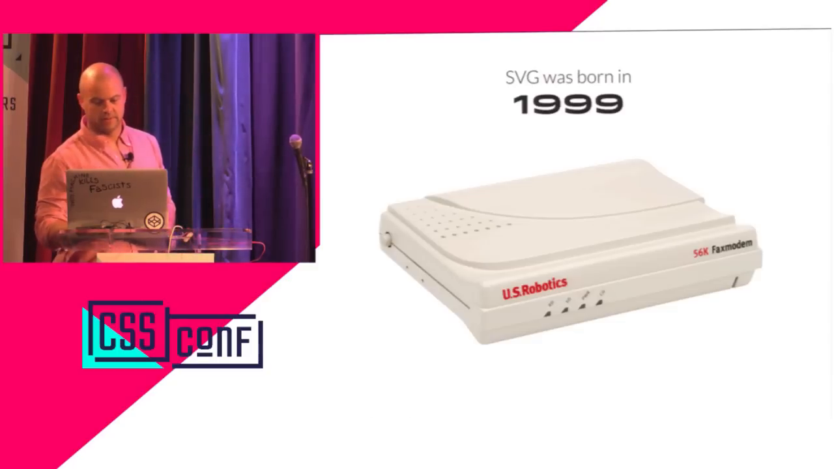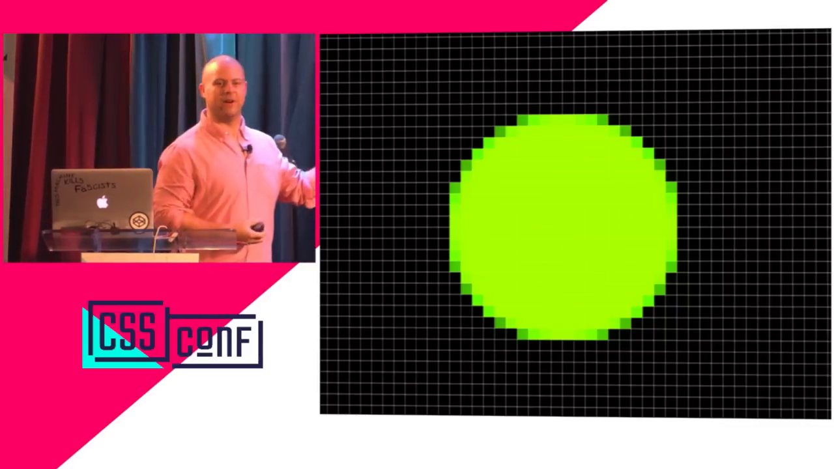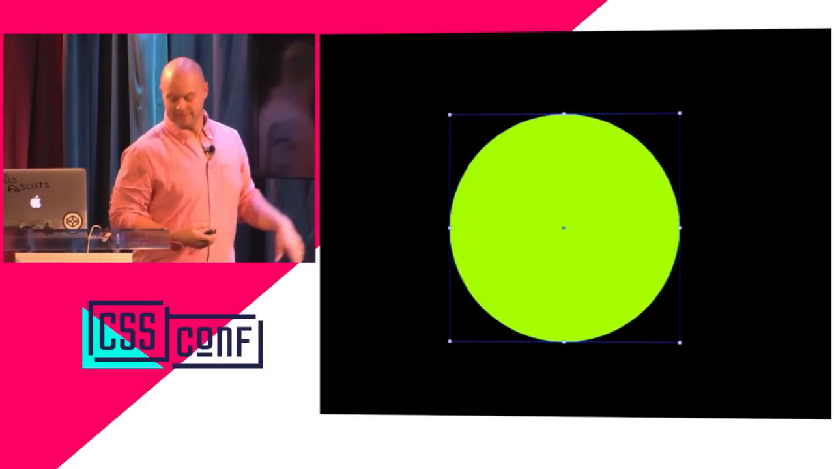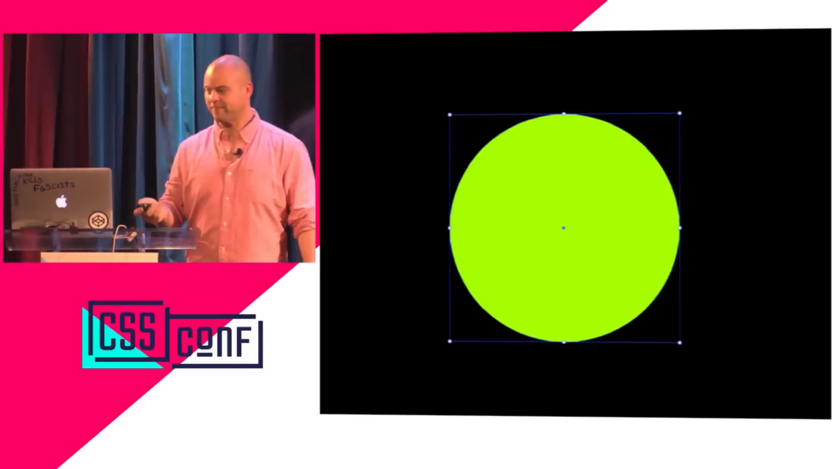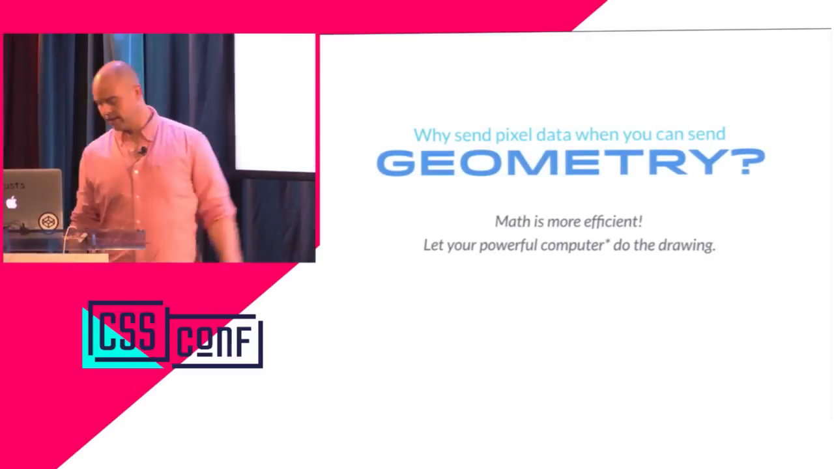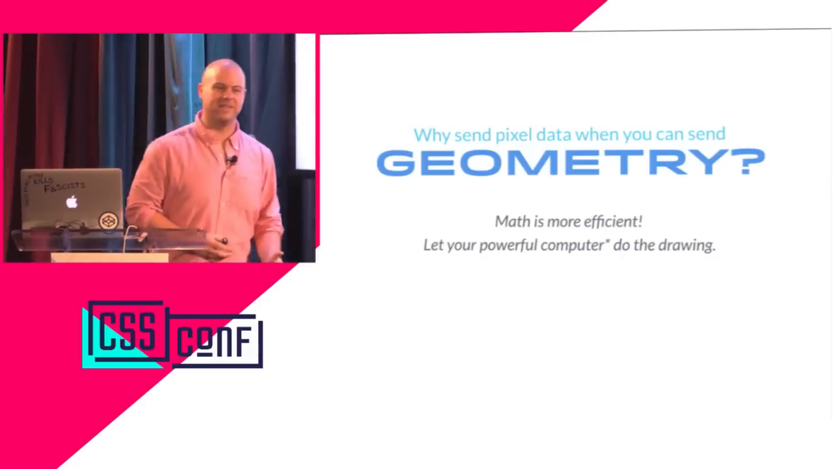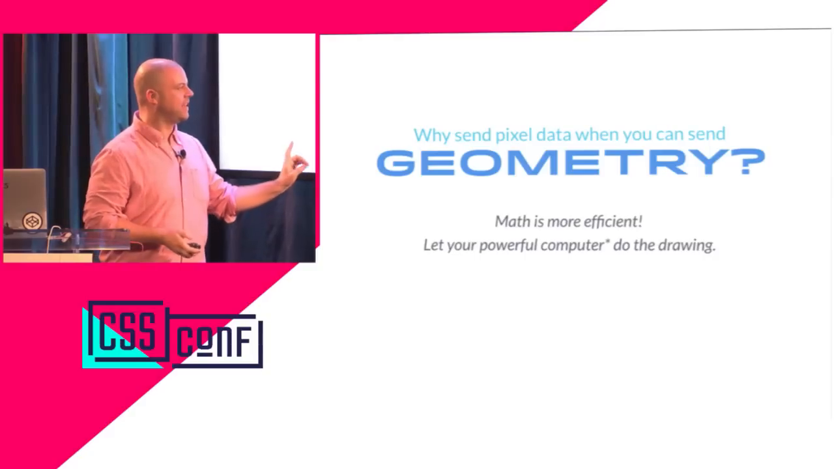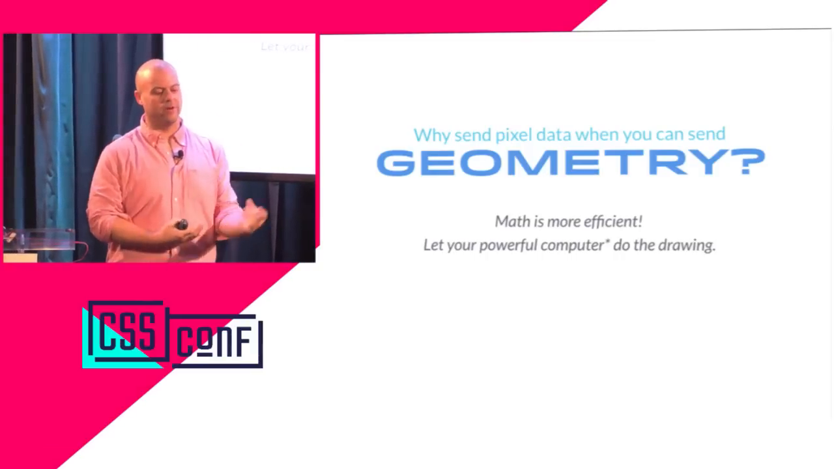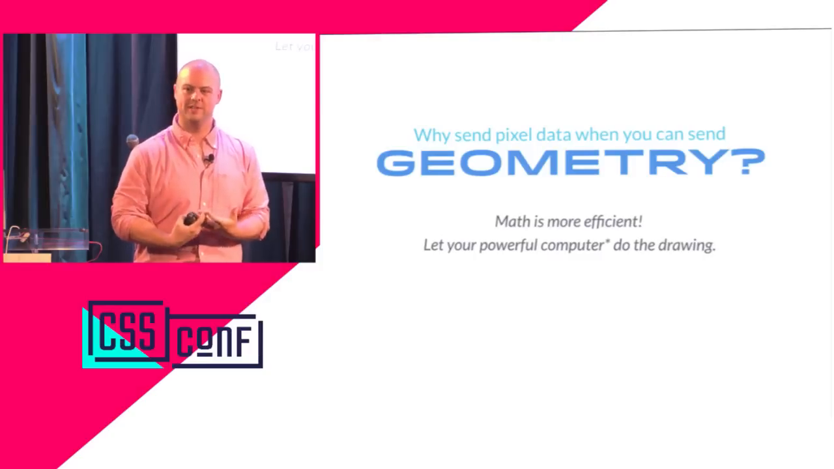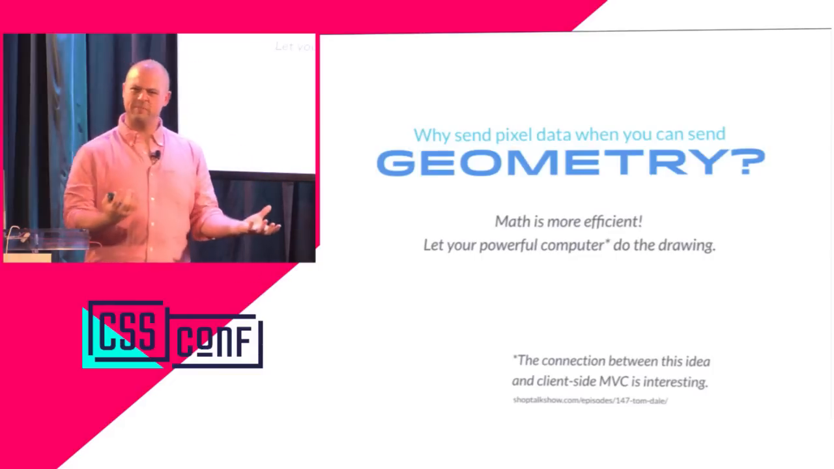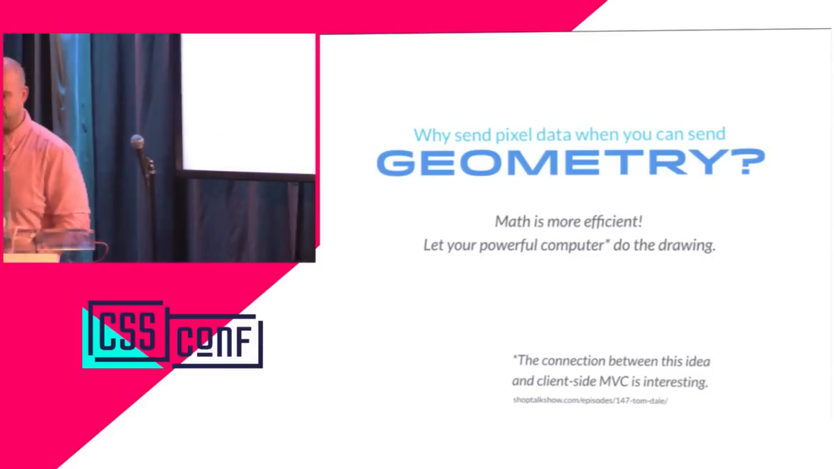This was the graphic that supported what I just said, which is why send pixels when you can send math? I think those are good slides. Why send pixels when you can send geometry? Because math is more efficient. Let the computer do the drawing, which is interesting because we had Tom Dale on a podcast where he's talking about MVC frameworks and Ember, and how it's a big payload, but once it comes down to your computer, it's a lot more efficient. What goes across the network wires in an MVC world is less, let the computer do more and the network do less. It's an interesting parallel, the same kind of concept.